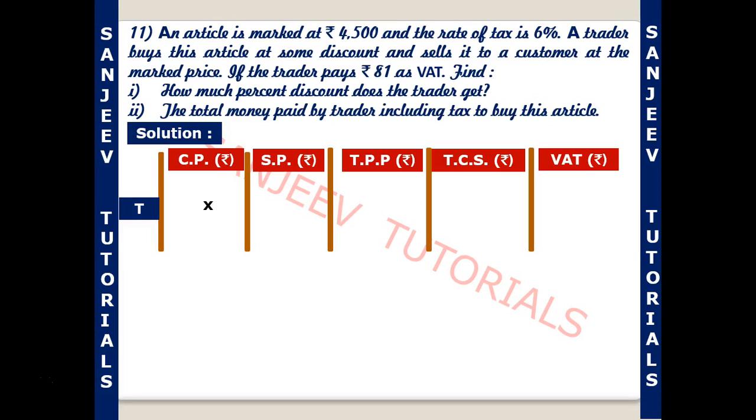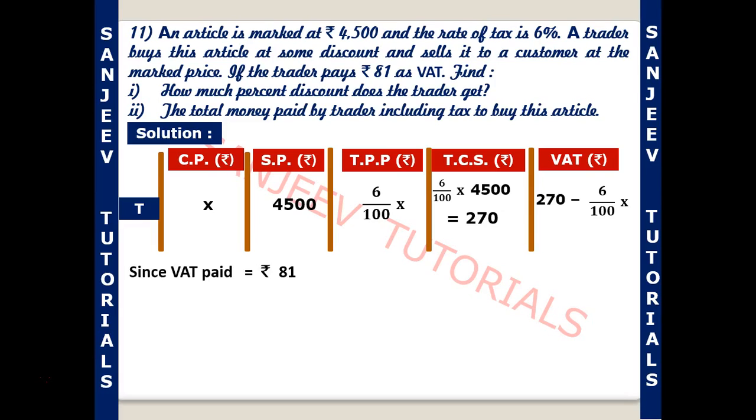Selling price for the trader is rupees 4,500. Tax paid on purchase is 6% of the purchase price, so 6% of X. Tax collected on sale will be 6% of 4,500, that is 270. VAT is 270 minus 6x upon 100. Now in the question it is given the trader pays rupees 81 as VAT. It means the entry that I have done in the last column should be equal to rupees 81. So my last column has to be equated to 81.